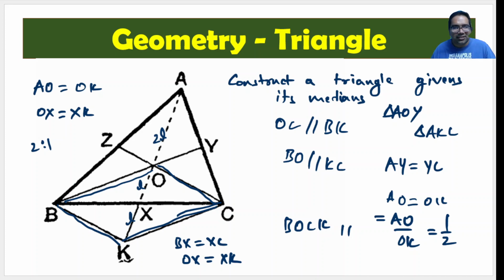For now, in this session, we have understood the proof of how the centroid is dividing the medians in the ratio 2 is to 1, and before that, how the medians are actually concurrent. Nice. Hope you understood this. Thank you guys.